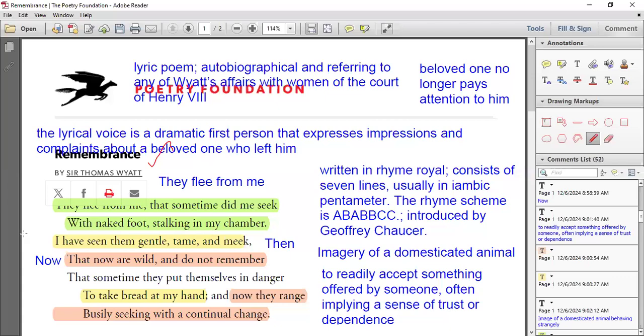So it is in the tone of complaint. What is the tone of the poem? It's highly personal. It is in the form of a complaint. The speaker is complaining to the reader that the lady who was once doting on him, who was always after him, is now ignoring him.